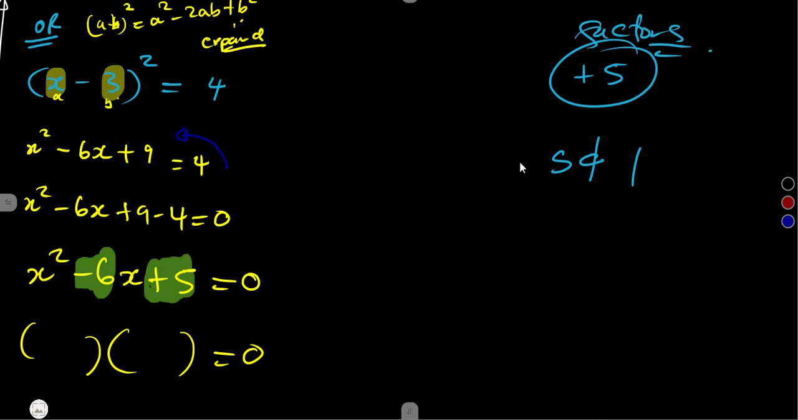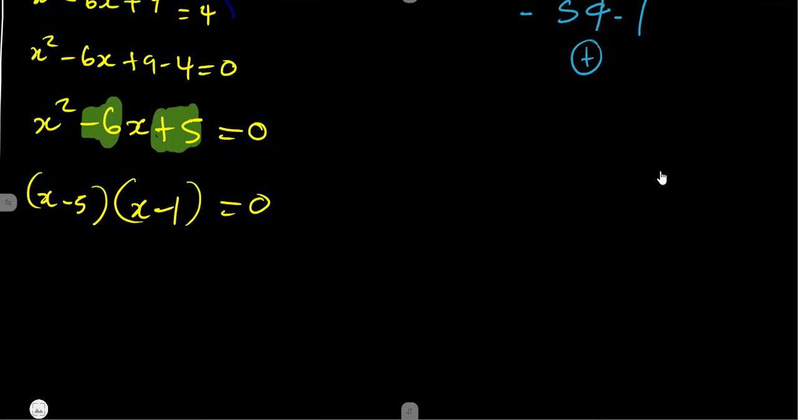So to have that, let's put negative, negative. Okay, let's multiply. Negative 5 times negative 1. We still get a positive 5. Let's add negative 5 plus negative 1. That was going to give us what? A negative 6. So this is exactly what we want. These two numbers, negative 5 and negative 1. So that's x minus 5, x minus 1. All right, so that's it.